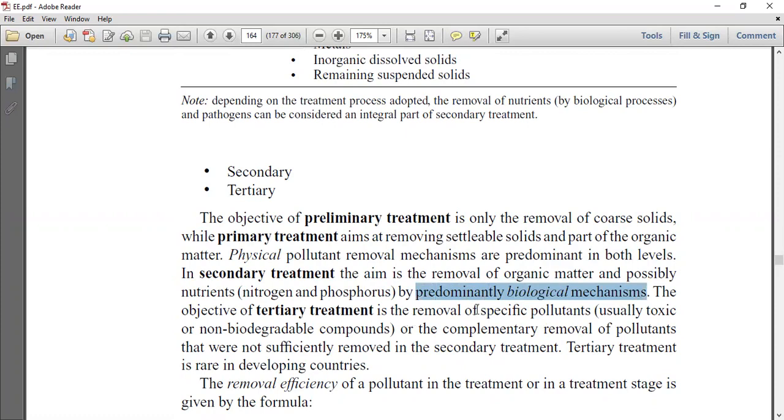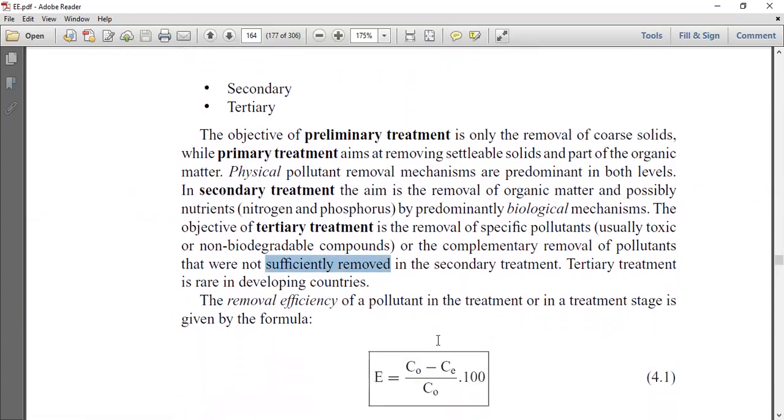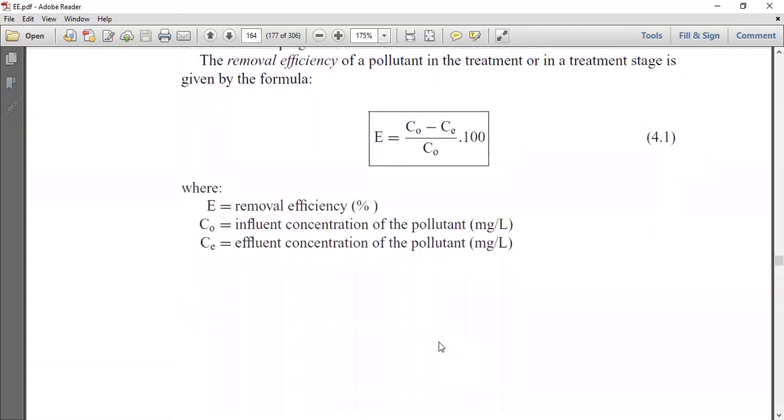The objective of the tertiary treatment is the removal of specific pollutants, or the complementary removal of the pollutants that were not sufficiently removed in the secondary treatment. Tertiary treatment is rare in developing countries.